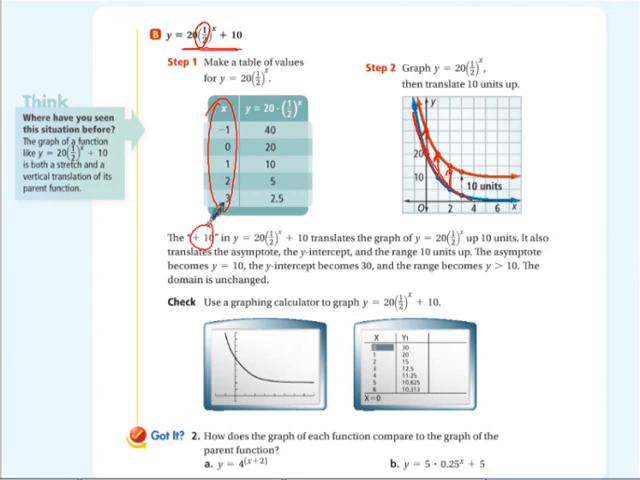Okay, and then the plus 10 there, that's the translation we're talking about. It also translates the asymptote. So the asymptote, instead of being the x-axis, is now the line y equals 10. The y-intercept becomes 30. The range becomes everything greater than 10. The domain is the same.